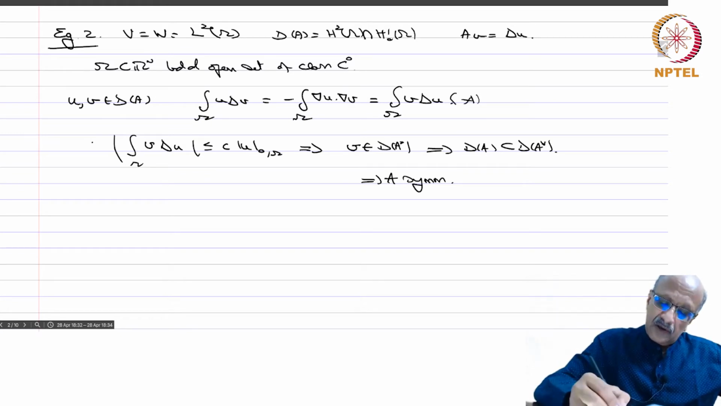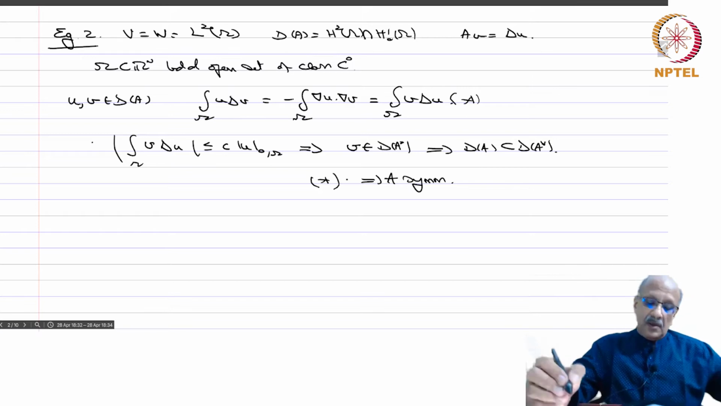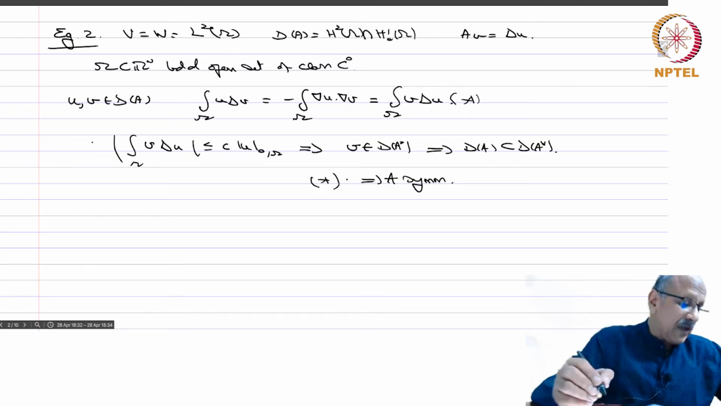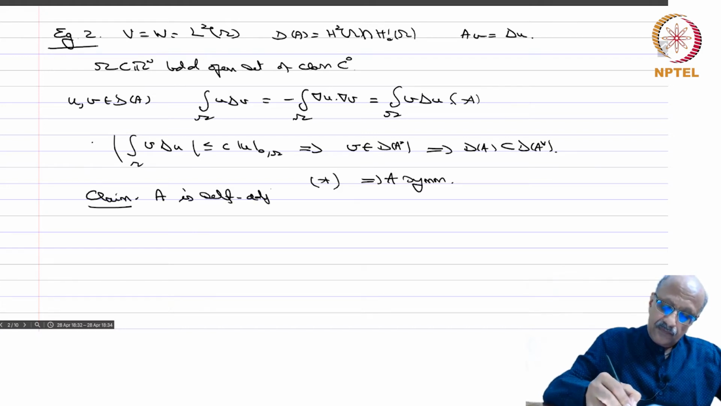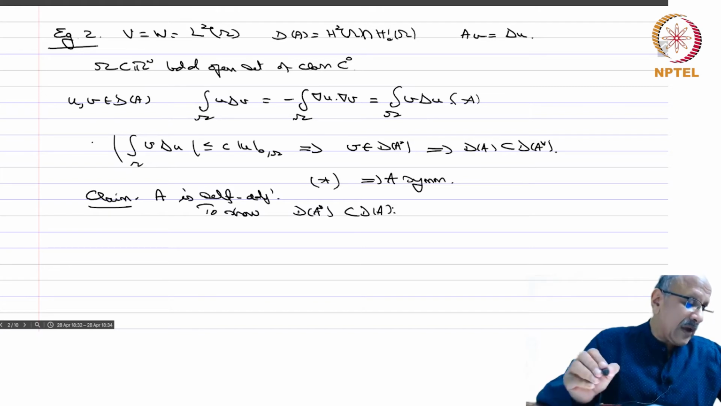Call this star. Star implies A is symmetric. Therefore we claim A is self-adjoint. Therefore to show this, we need to show D(A star) is contained in D(A). So that is what we have to show.